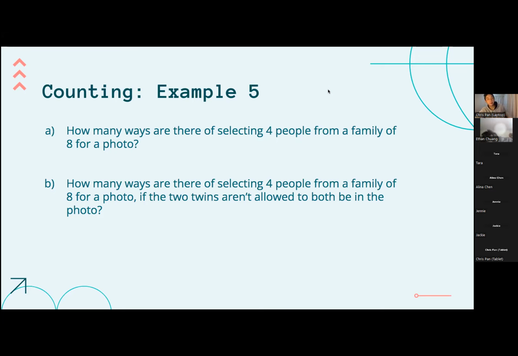I'll give a little bit of a hint for part B. Sometimes instead of figuring out the number of possibilities that do work, it's easier to find the possibilities that don't satisfy the conditions, and subtract that from the total number of possibilities.